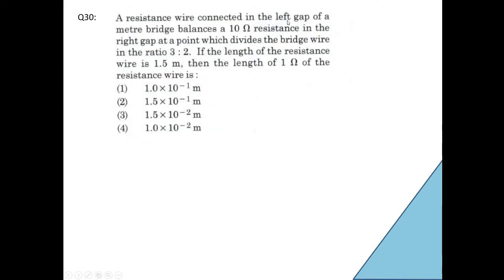A resistance wire connected in the left gap of a meter bridge balances a 10 ohm resistance in the right gap at a point which divides the bridge wire in the ratio 3:2. If the length of the resistance wire is 1.5 meter, then the length of 1 ohm of the resistance wire is? Four options: 1.0 into 10 to the power of minus 1 meter, 1.5 into 10 to the power of minus 1 meter, 1.5 into 10 to the power of minus 2 meter, and the last option 1.0 into 10 to the power of minus 2 meter.